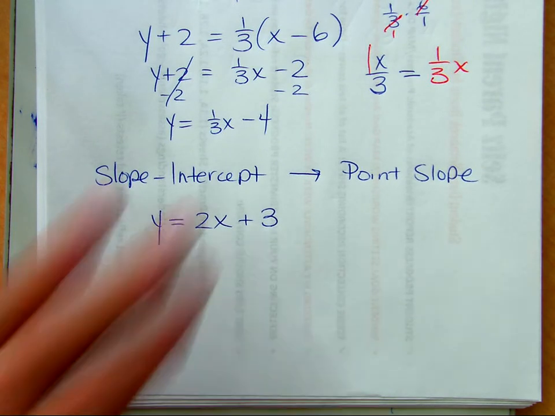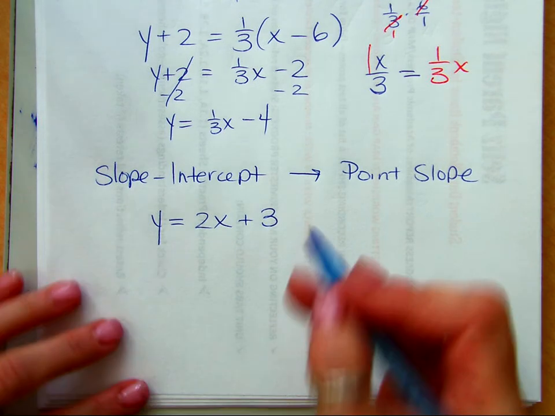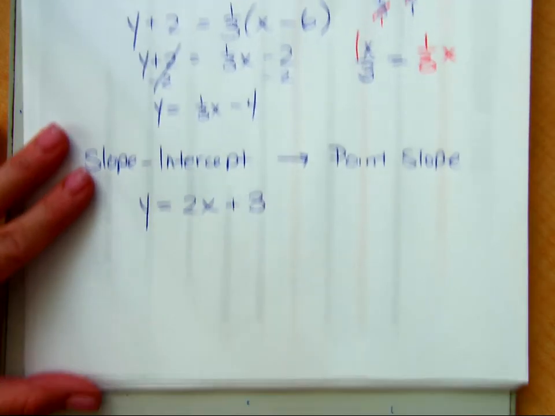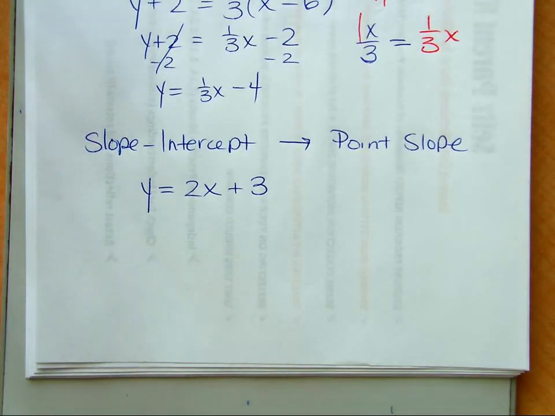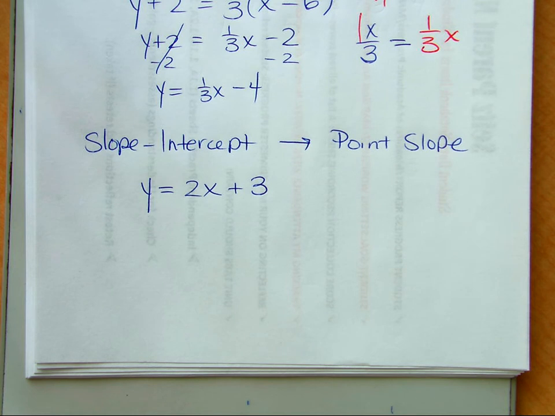What do you need to put it in point slope form? You need a point and you need the slope. Go. Discuss. How could I make this look like this? You got everything you need right there. There's like zero math to be done.